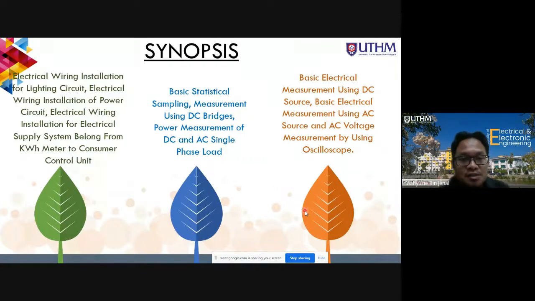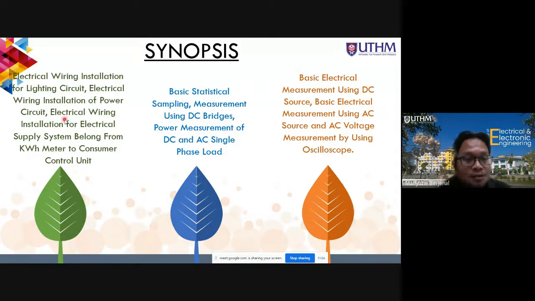Okay, this is the synopsis. What I am presenting is actually similar to what we have in the RPP, the lecture plan, the RPP 04, but I make it in, I would say, a more interesting presentation, the PPTX or PowerPoint file. The first one is what we have in the wiring lab. This second one in blue is what we have in the measurement lab, and the third one is the ethical principle lab.